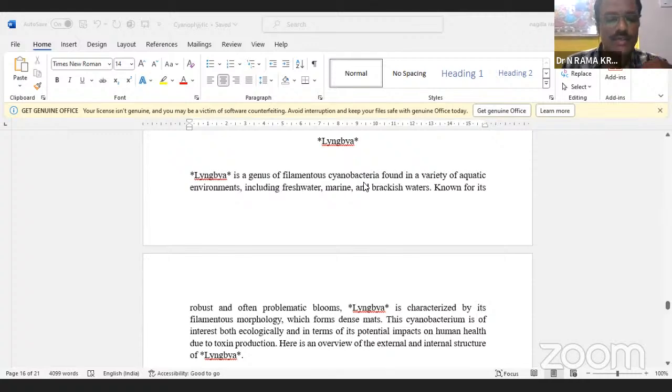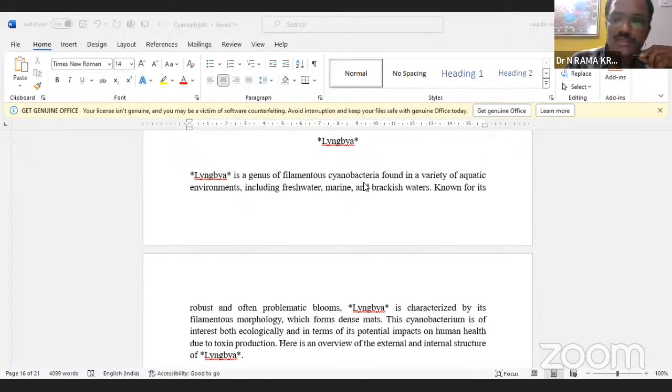Next one more is there, that is Lyngbya. So Lyngbya is also a dark blue green, freshwater cyanophytic algae.